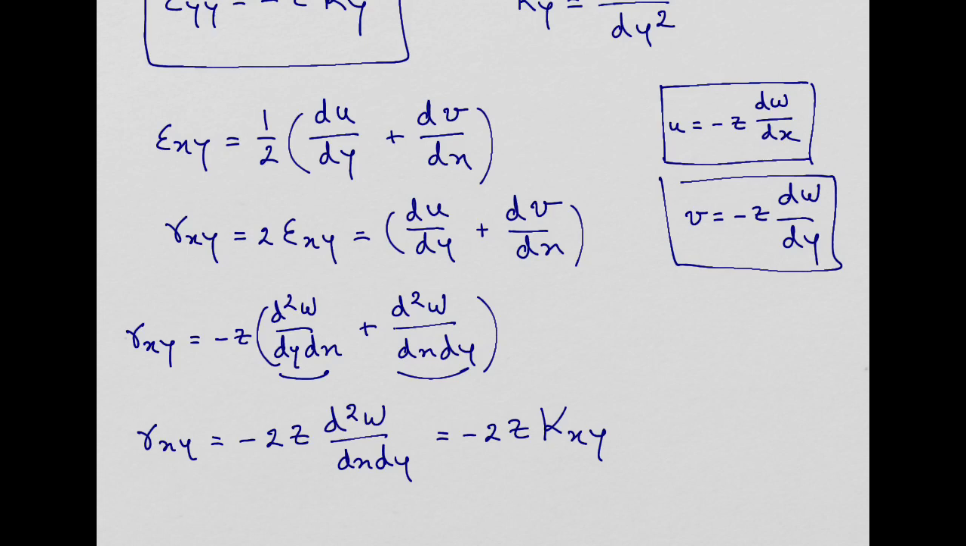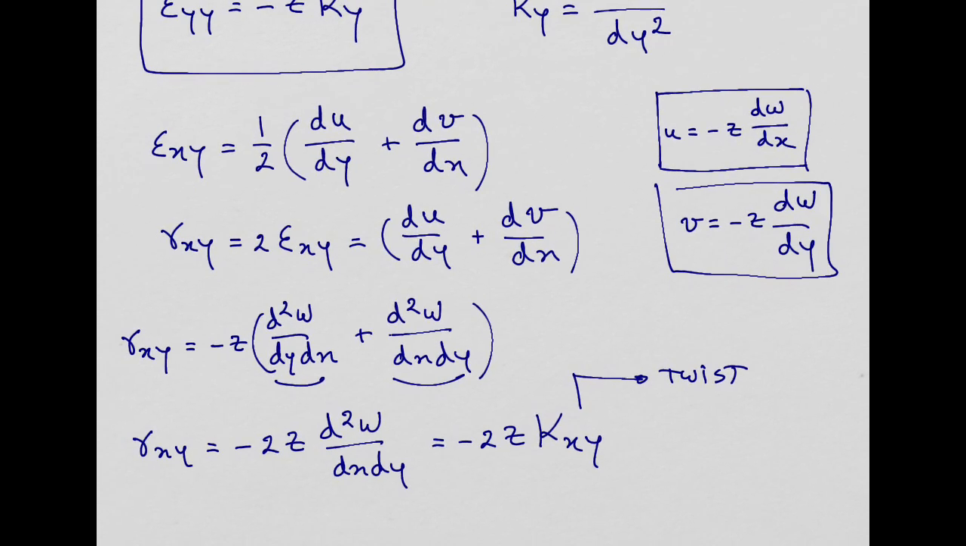right? Because shear basically is a distortion, isn't it? Shear is a distortion, right? So this k, I'm going to write here, kind of a twist of the plate. Okay?